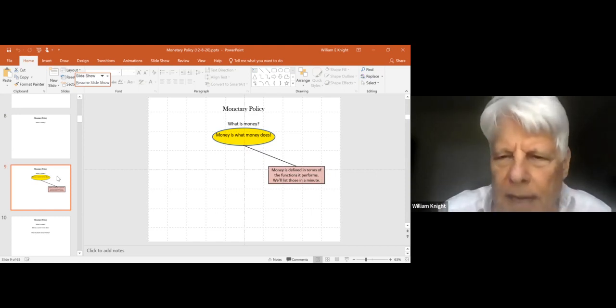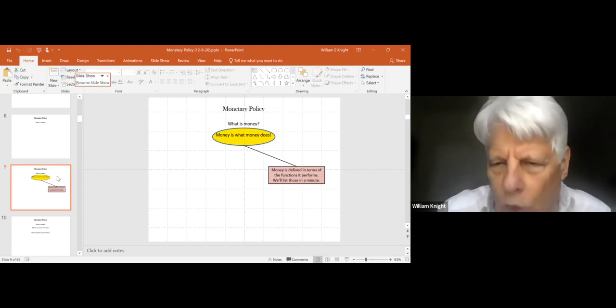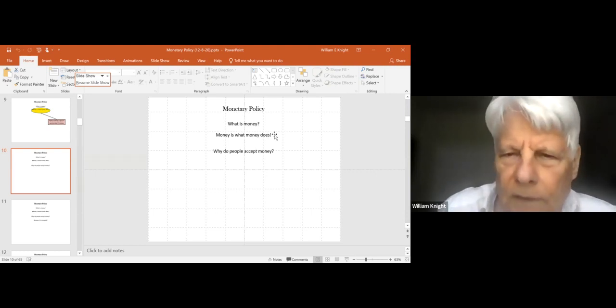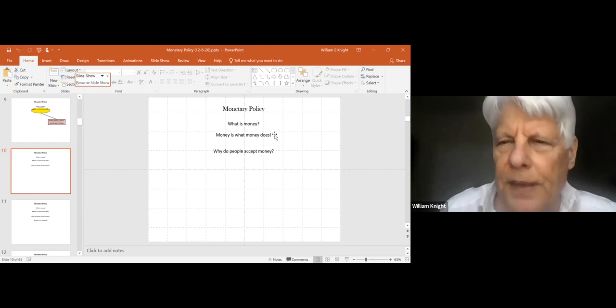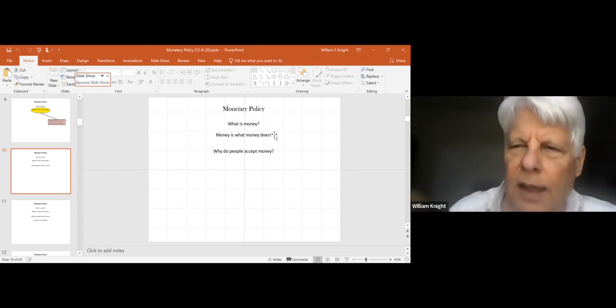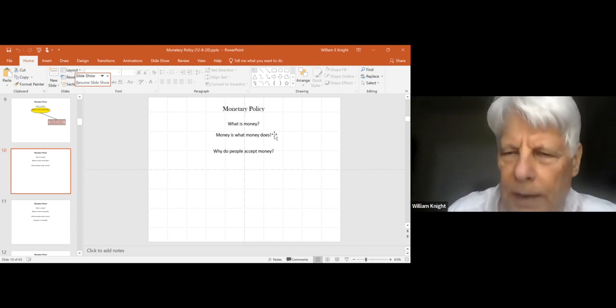Interestingly enough, money is defined in terms of the functions that it performs. In other words, money is what money does. Money is defined in terms of the functions that it performs. So, Mark, you are correct. If something performs the functions of money, then it is money. It doesn't have to have Abe Lincoln or George Washington or Benjamin Franklin's picture on it. Anything that performs the functions of money is money.